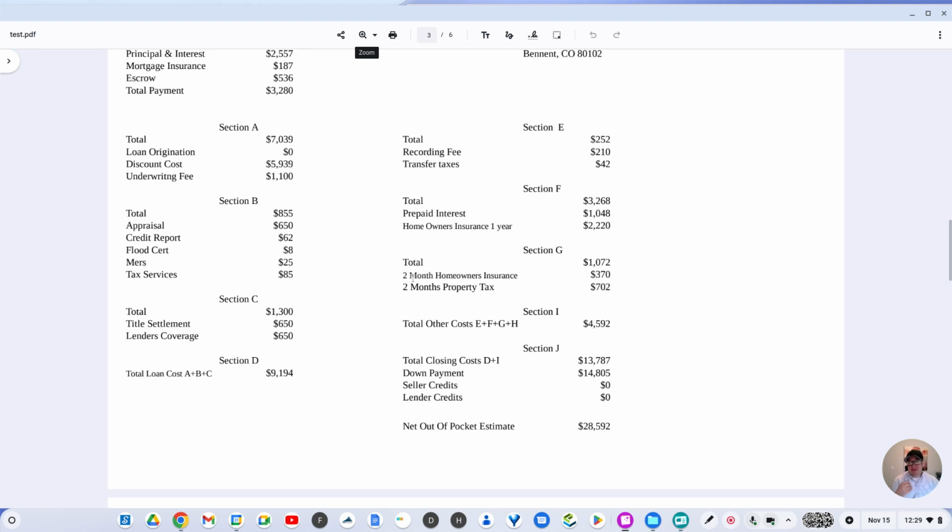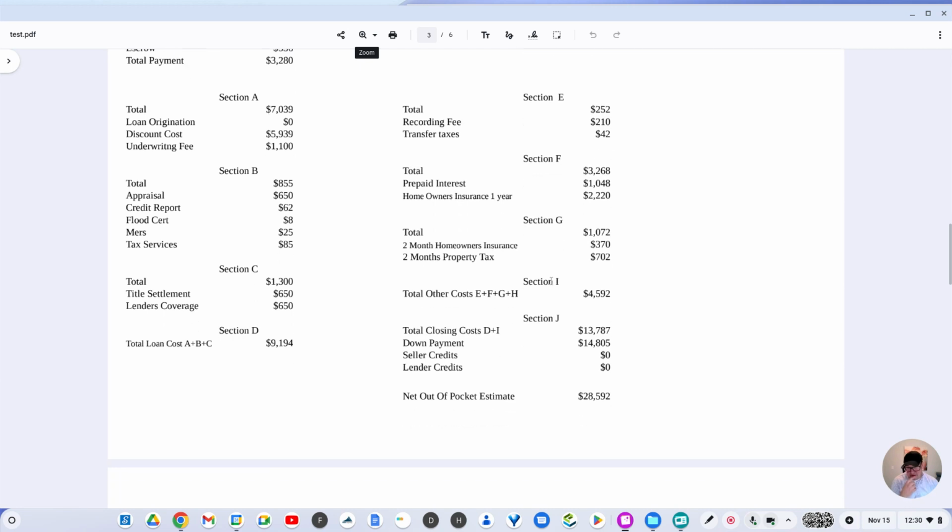So if you close on October 15th, you don't make a mortgage payment on November 1st. Your first payment is December 1st. That's where these two prepaid amounts come: 2 months property tax and 2 months homeowners insurance.